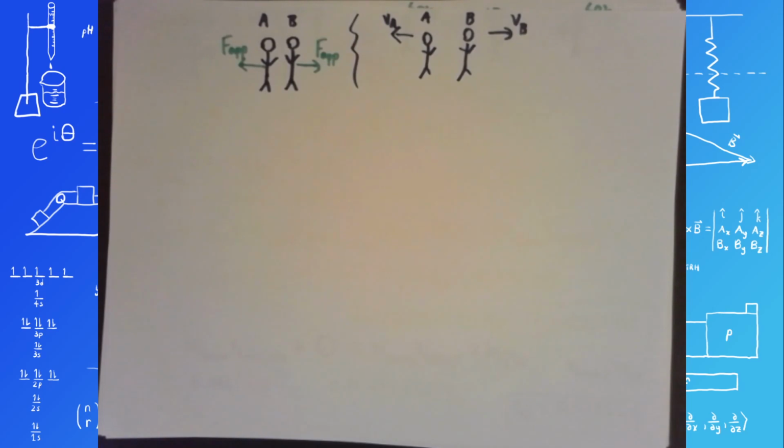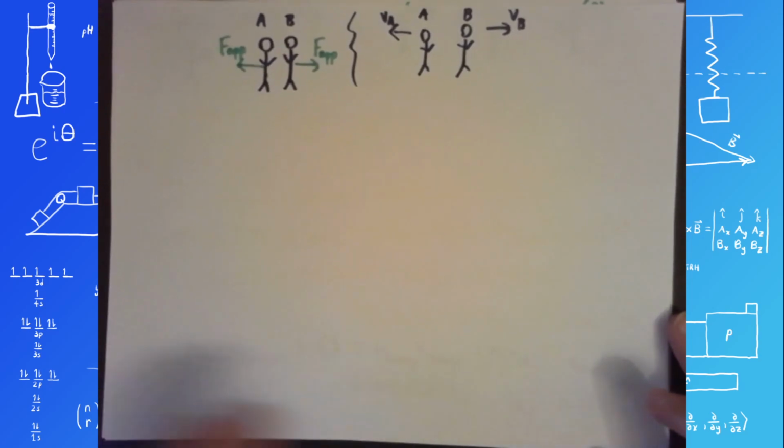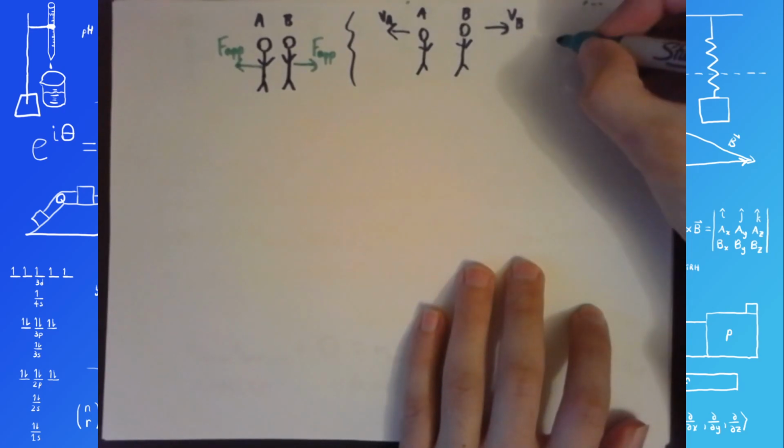Part D, can conservation of momentum be used for the system of A and B? Defend your answer. Can it be used? Well, what have I said for the past two problems? The condition for conservation of momentum is that the net external force must be 0.